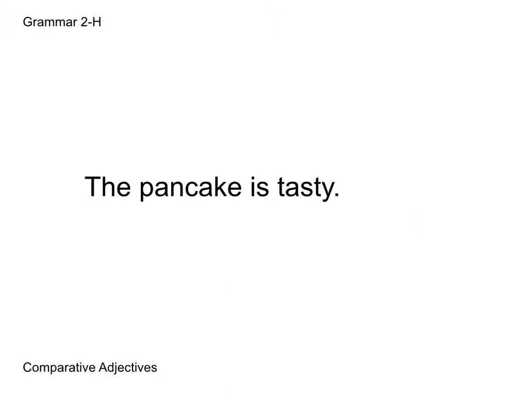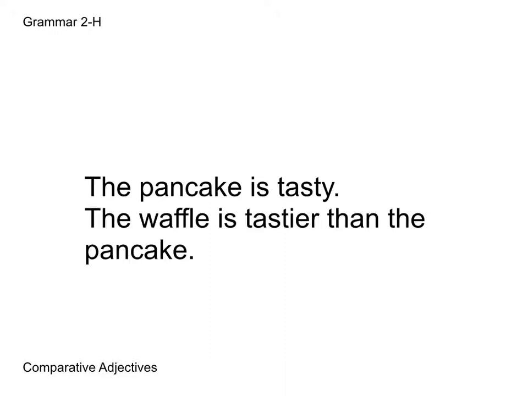Let's look at one more. We have the pancake is tasty. And then we have the sentence, the waffle is tastier than the pancake. Notice that we've changed the Y in tasty to an I in tastier and added ER to make it a comparative form that ends in a Y initially.